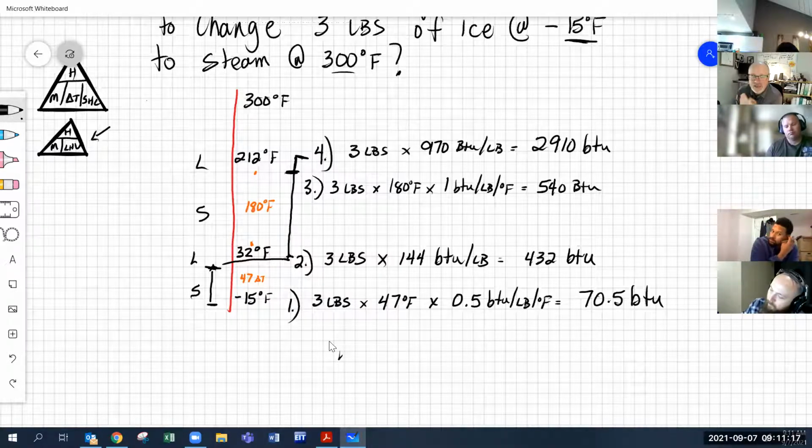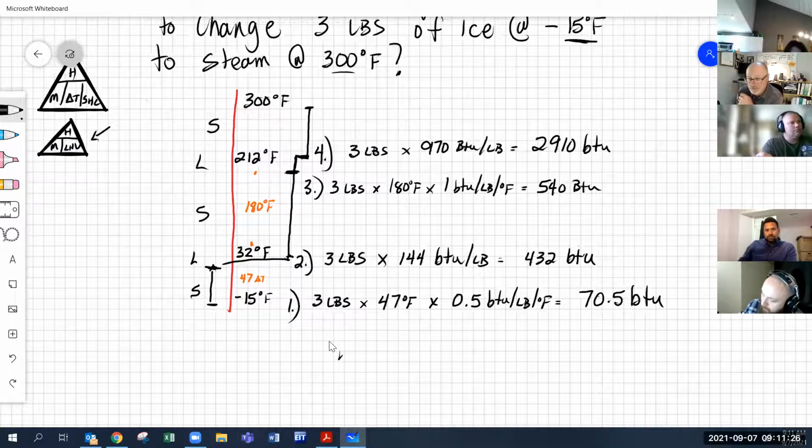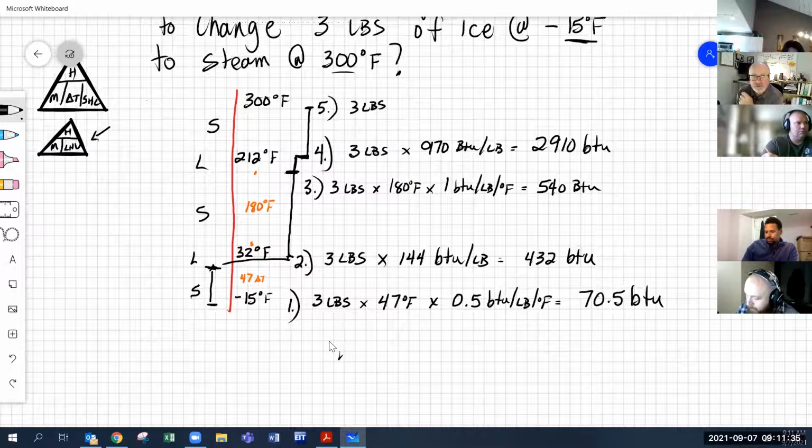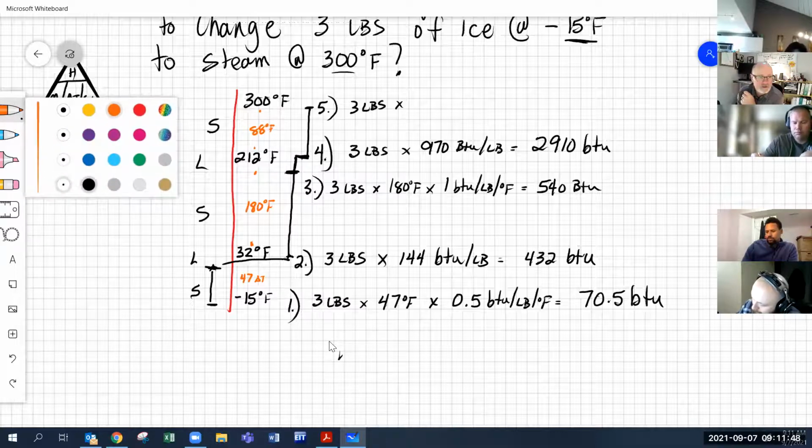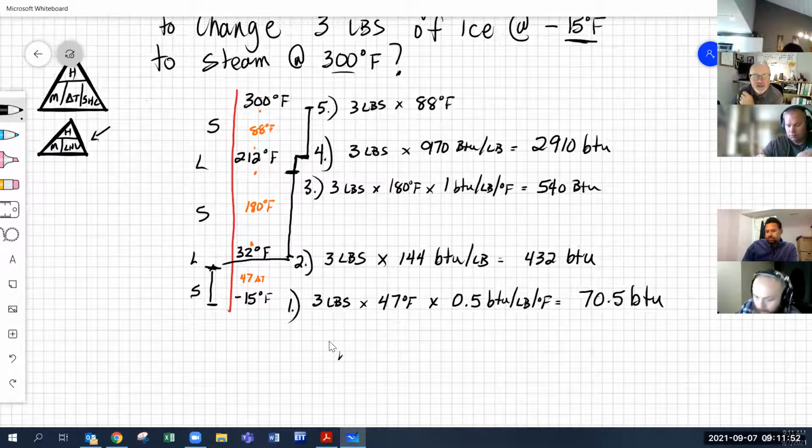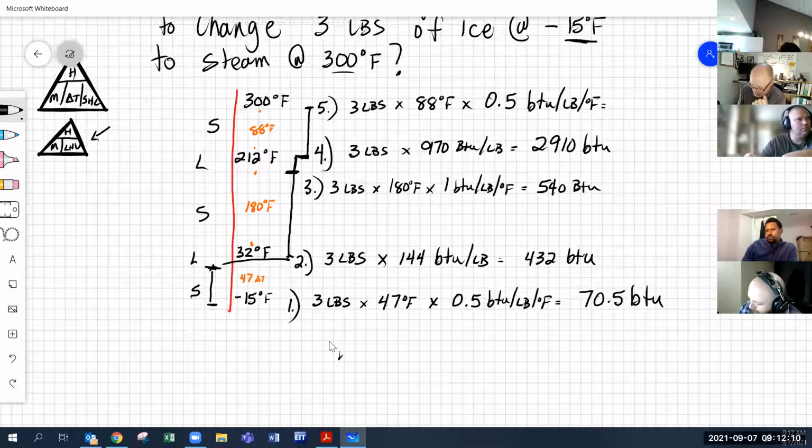Now I have steam at 212. We need to go to 300. This is going to be a sensible heat. We're just raising the temperature of the steam. And I'm going to call this number 5. There we go, 3 pounds multiplied by the delta T. The delta T in between these two is 88 degrees Fahrenheit. So it's 3 times 88 degrees Fahrenheit multiplied by the specific heat capacity of steam, which is 0.5 BTUs per pound per degree Fahrenheit. And that comes out to 132 BTUs.